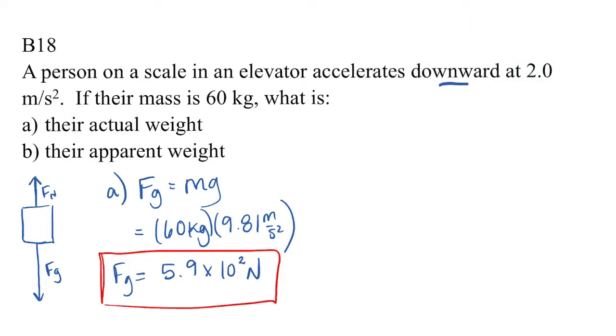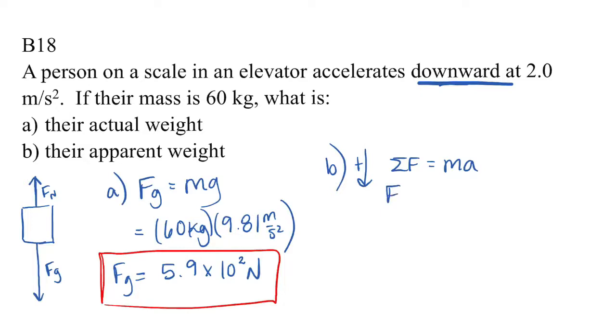So if they are moving down in the elevator, is their apparent weight going to be larger or smaller than the 5.9 times 10 to the 2? Well, let's find out. So we're going to do this the same as usual. Always make your positive direction the direction of the acceleration. Acceleration is downwards, so I'm going to make downwards positive. Okay, and then I need to use Newton's second law. We're still doing that. Anytime we draw a free body diagram, we always know we're using Newton's second law, and that is that the sum of forces is equal to mass times acceleration.